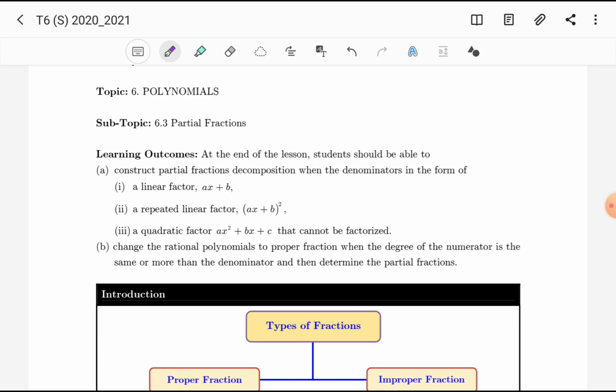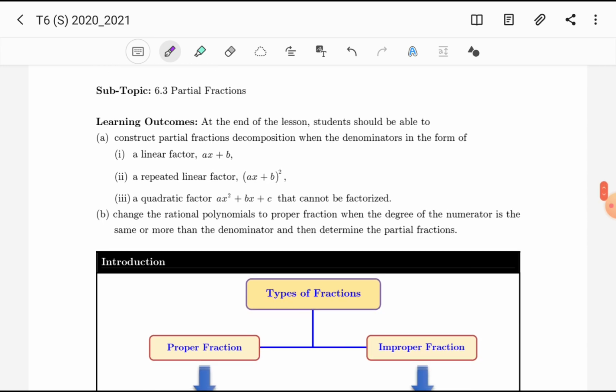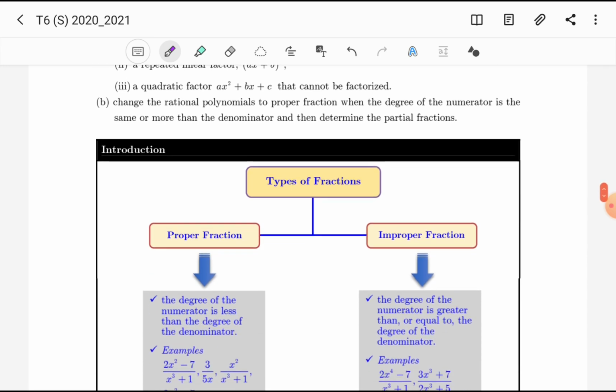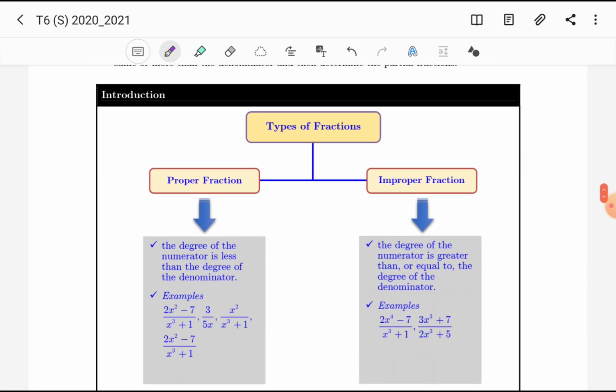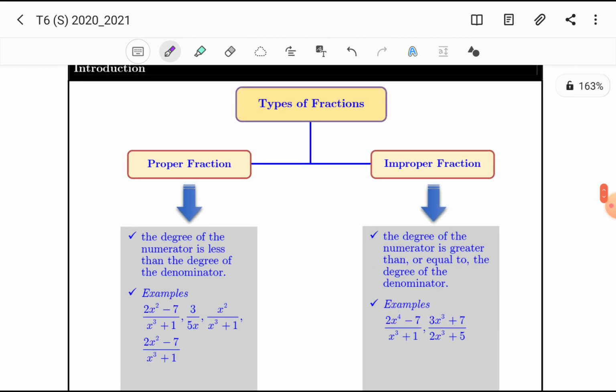Dah siap dah. Okay, so we go to the last one. The last part for polynomial, which is nama dia partial fraction. But before that, awak kena tahu pasal fraction dulu. So, fraction can be divided into two types. Satunya proper fraction, satu lagi improper fraction.